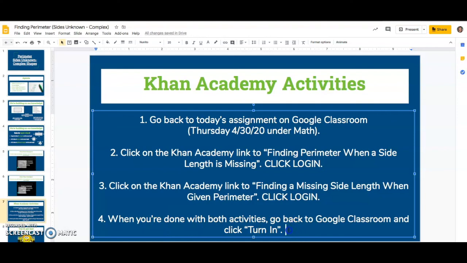And when you're done with both activities on Khan Academy, you're going to go back to Google Classroom and click Turn In on the assignment. And that's how we'll know that you're done with both and you're ready for us to check it.